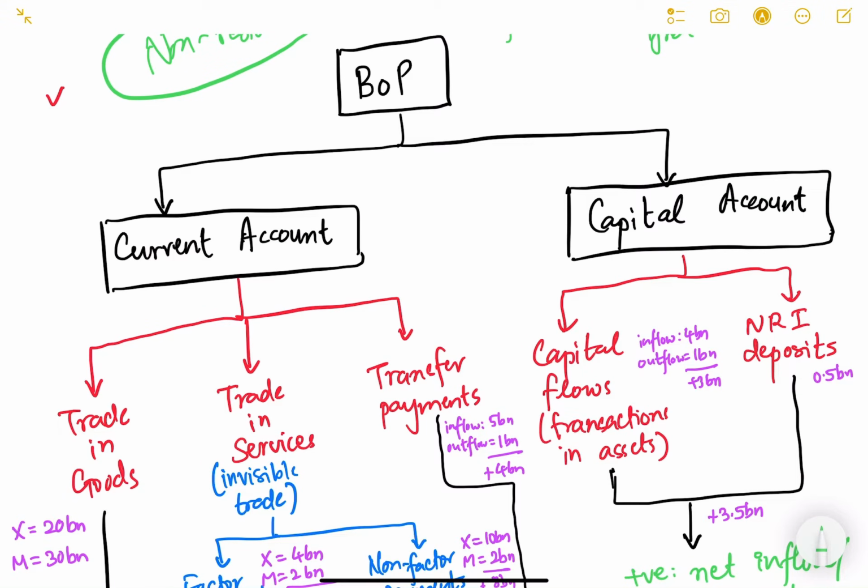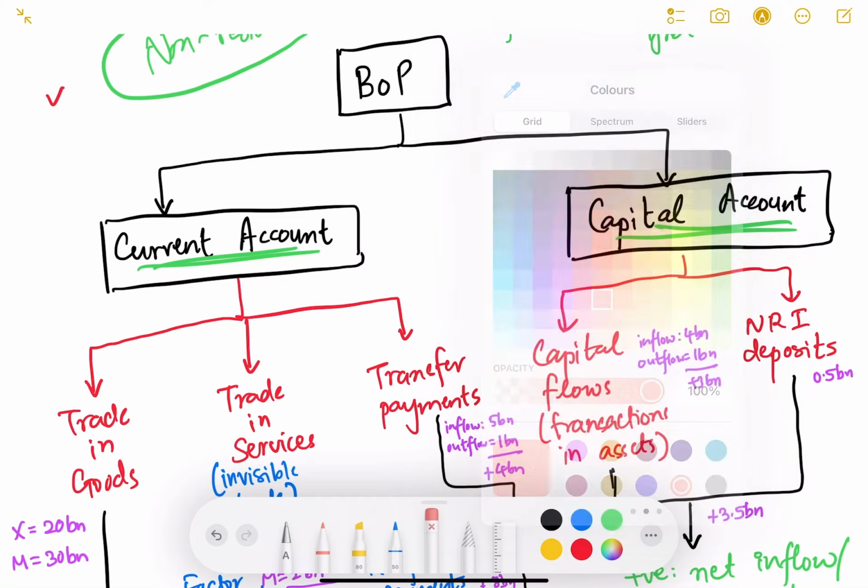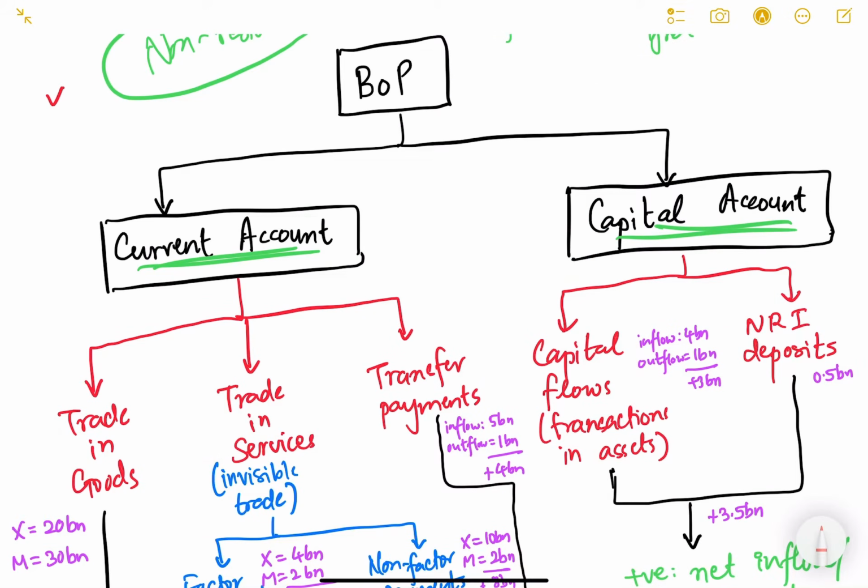Now the balance of payments, as I have told you, is a systematic record. Because it is a systematic record, it is divided into two heads, basically two accounts. The first account is the current account, and the second account is the capital account.